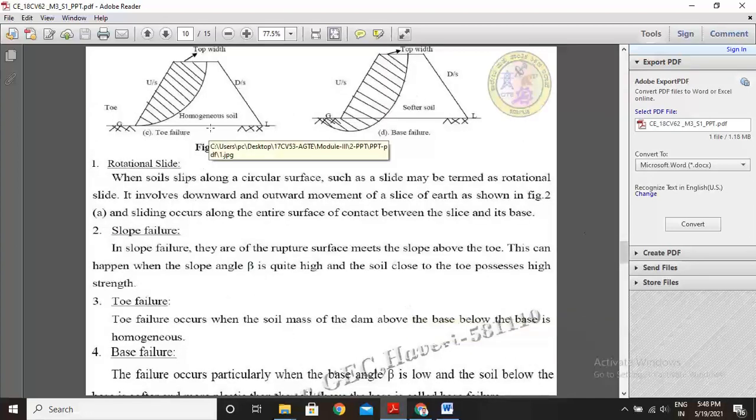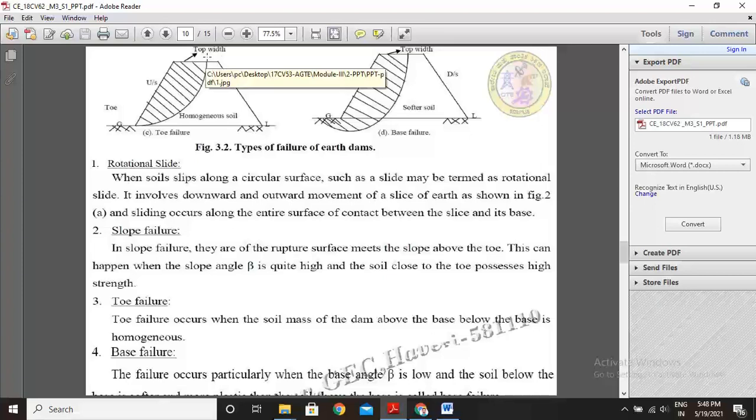See, this is toe failure. This point has the toe. This is the top width of the dam, this side is upstream, this side is downstream, and this is homogeneous soil. Toe failure means the slope fails from the toe towards the top width of the dam. So failure takes place in terms of toe failure.